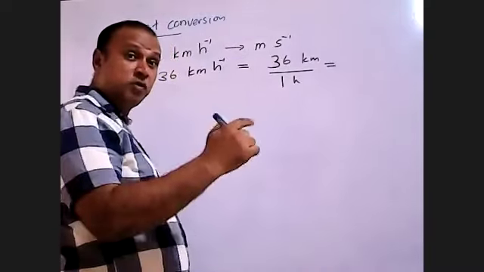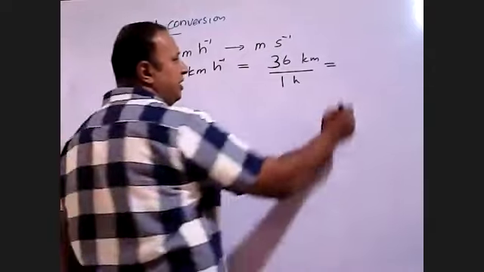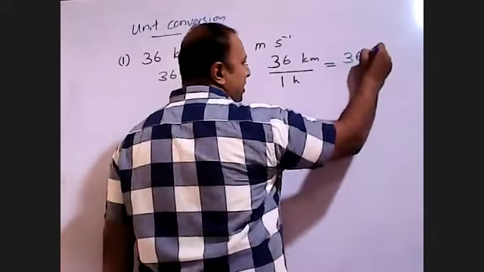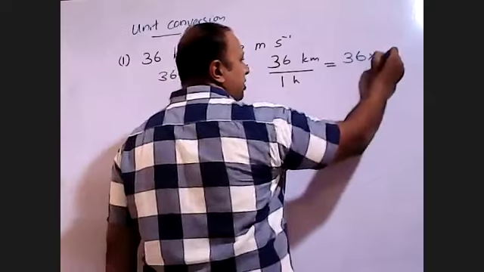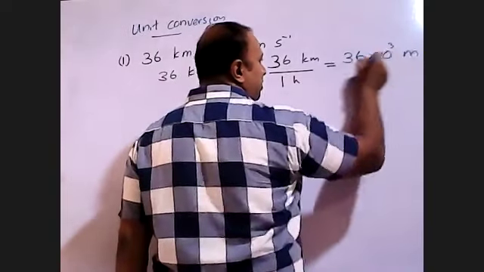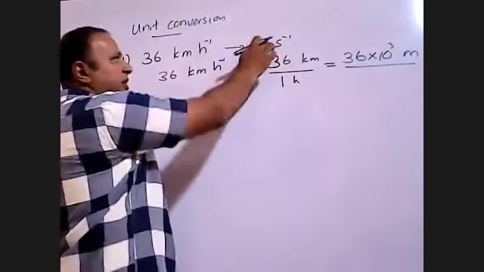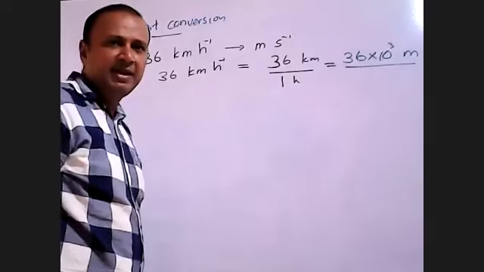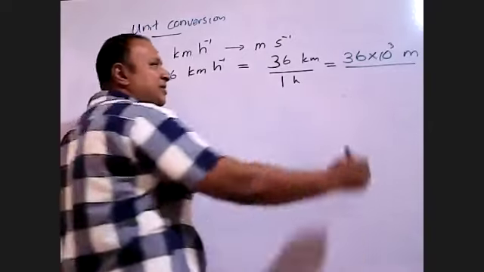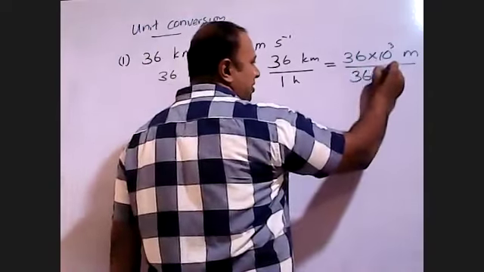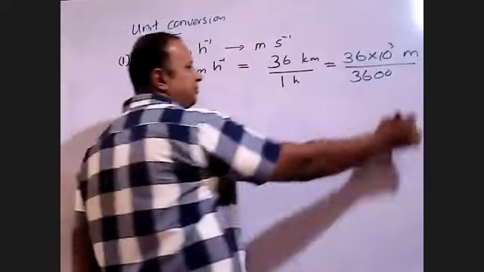Kilo means 10 to the power 3. Therefore, 36 into 10 to the power 3 meter over hour into second. Hour into second means that is 3600 second.